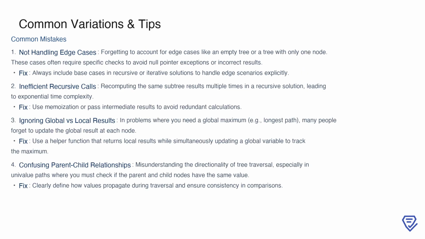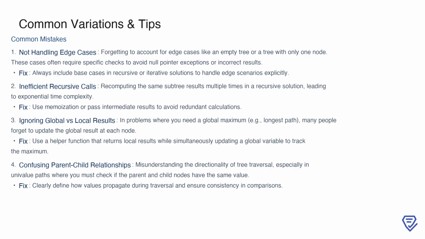When working on problems like the longest Univalue path, there are a few common mistakes to avoid. One frequent issue is not handling edge cases, such as when the tree is empty or consists of only one node. These scenarios can lead to null pointer exceptions or inaccurate results if not handled properly. The solution is to explicitly account for these cases in your base conditions, whether you're using recursion or iterative methods.